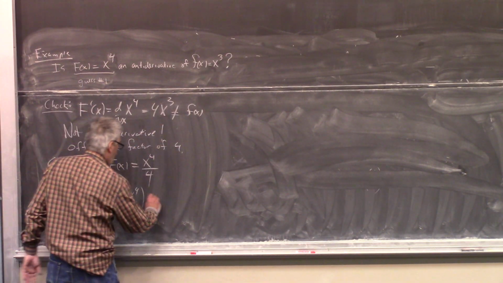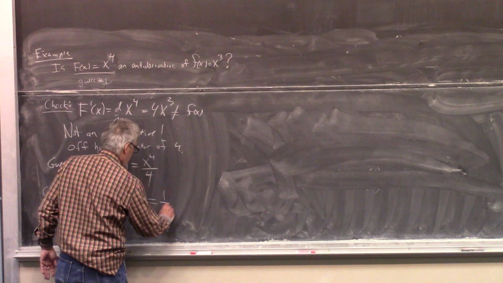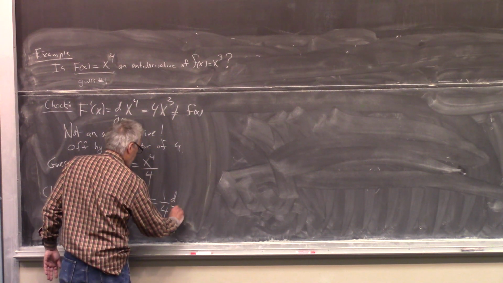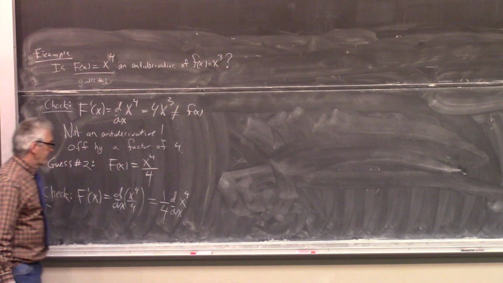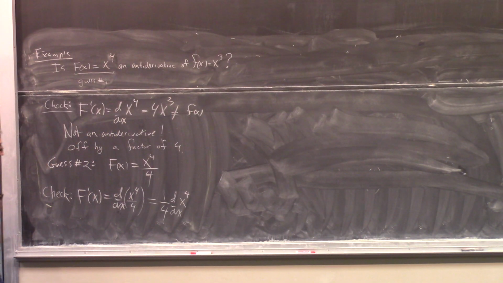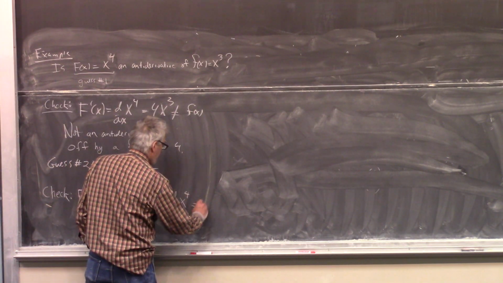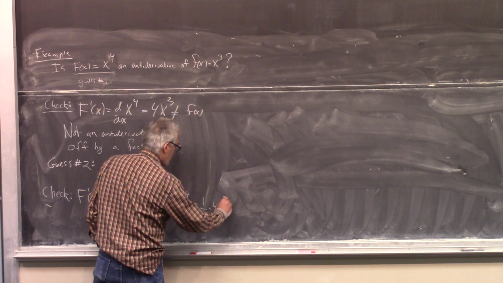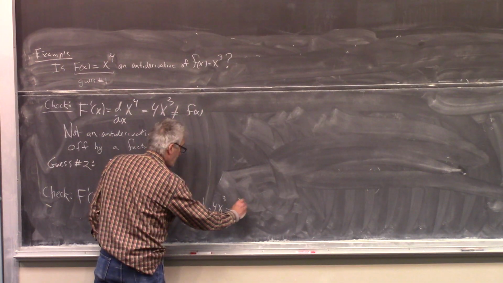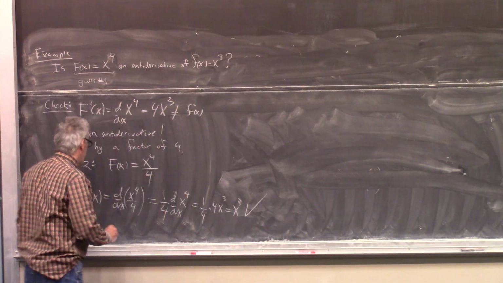So the smart way to do this is you pull the constant multiple out front, and then you're just finding the derivative of x to the 4th. Use the constant multiple rule. And so I get 1/4 of 4x cubed, and so I get x cubed. So the answer is yes.